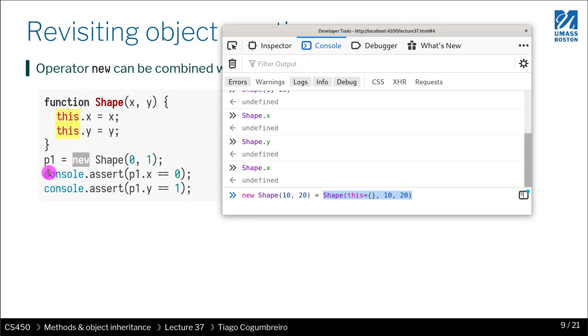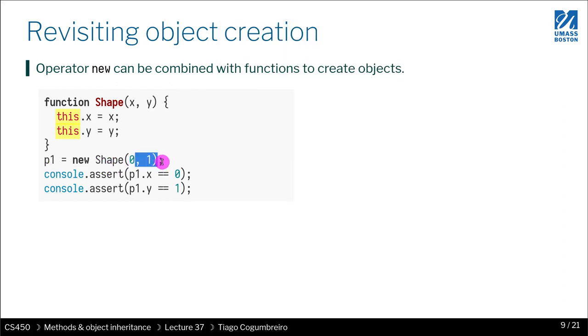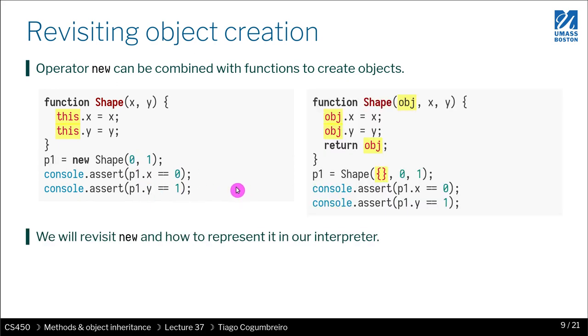So in this case, sorry for using this, I would do new shape, and now I pass an empty this, and then I add two fields, field X and field Y, and then I return this, right? So then P1 is assigned to an object that has X as 0 and Y as 1. So here is a more explicit version of the same functionality. What the new keyword is doing would be something very similar to writing this code, right?